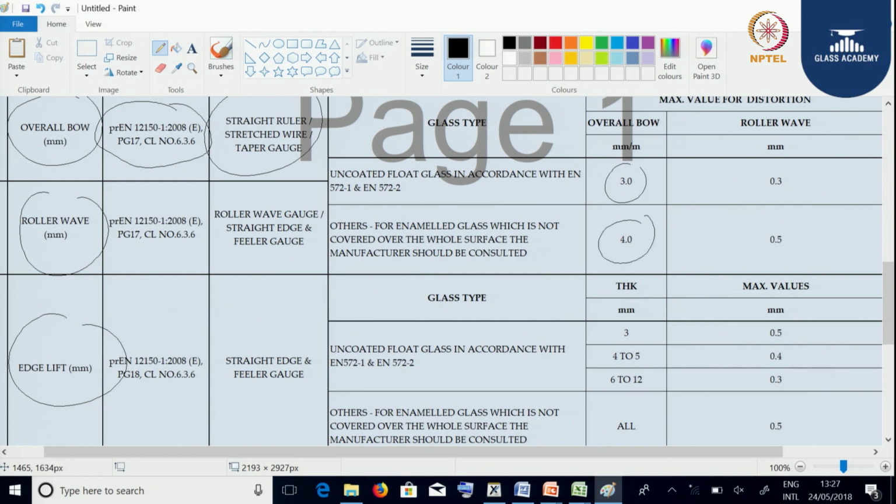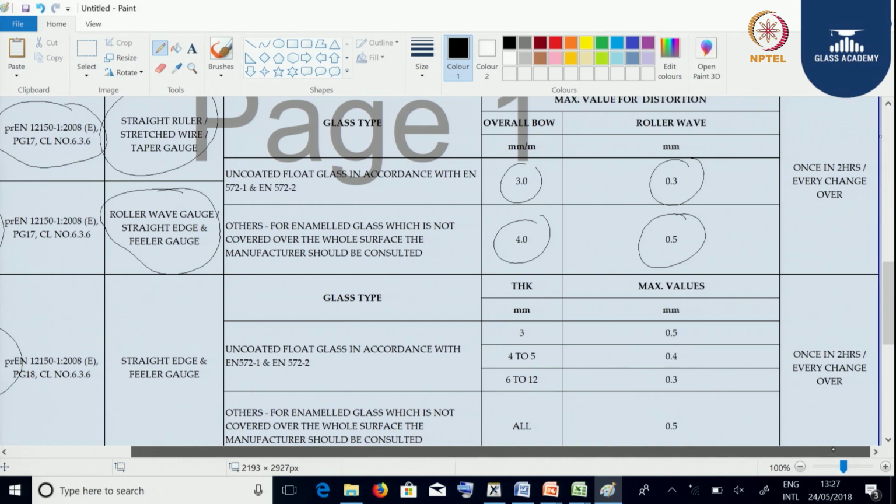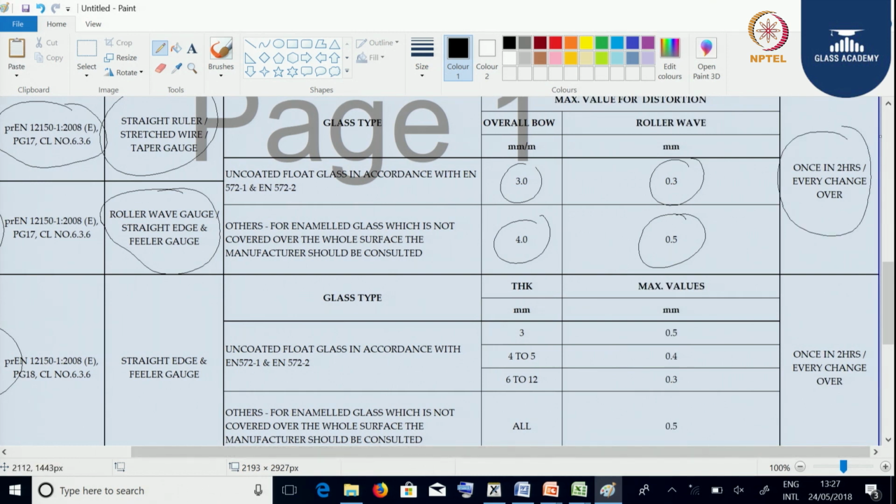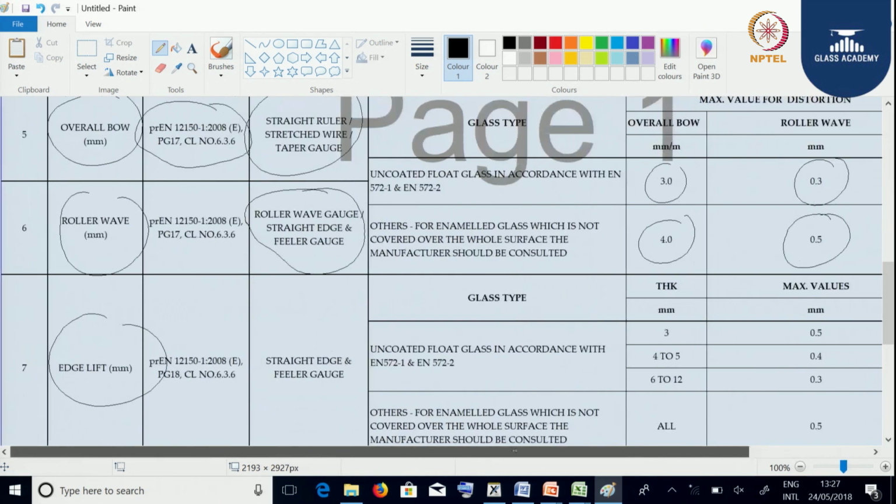In a similar way, for the roller wave, the gauge that we use is a roller wave gauge or a straight edge with a feeler gauge. The maximum allowable roller wave value is 0.3 mm and for enamel glass it is 0.5 mm, and the frequency of testing shall be once in 2 hours or whenever there is a changeover.